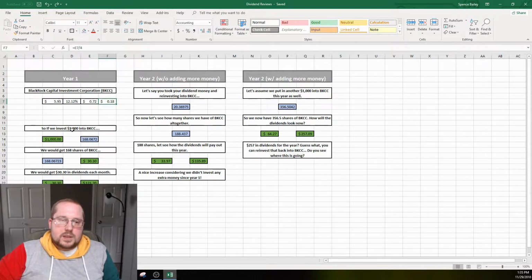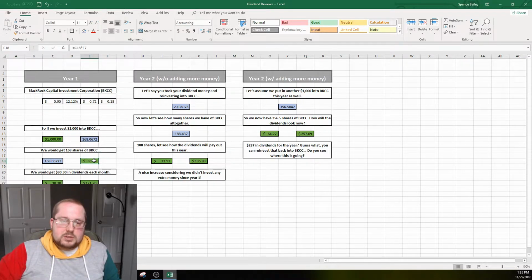But let's see what happens if you were to invest $1,000 into BlackRock. So here's your $1,000. This is your initial investment. You would get a little over 168 shares of BlackRock. Here I took the shares again. Share numbers are in this nice light blue. Anything that's money is in the green, in case you didn't get that. So this formula, what I did was I said 168 shares times the 18 cents per quarter. So each quarter, because you invested $1,000, you'd get $30.30 back just for owning BlackRock stock.